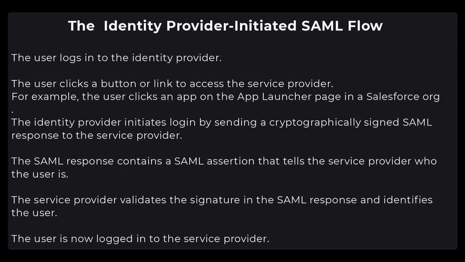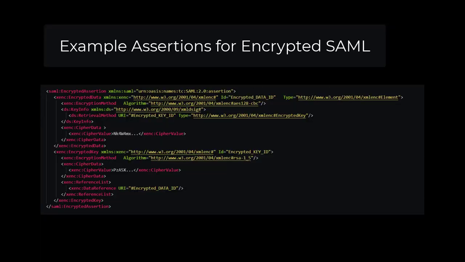An identity provider-initiated flow is a shortened version of a service provider-initiated flow. The identity provider initiates login by sending a cryptographically signed SAML response to the service provider. The SAML response contains a SAML assertion that tells the service provider who the user is.